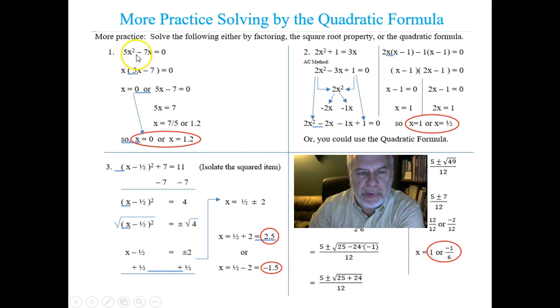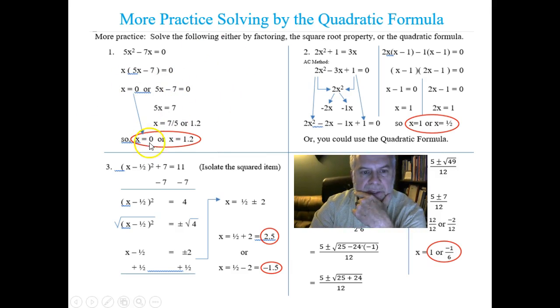The first example, 5x squared minus 7x equals 0. Actually, this is more easily done just by factoring. So you could distribute out x, and you get x times 5x minus 7. And then you could set x equal to 0 and 5x minus 7 equal to 0, because you have the product of two things equals 0. So either the first thing is 0 or the second thing is 0.